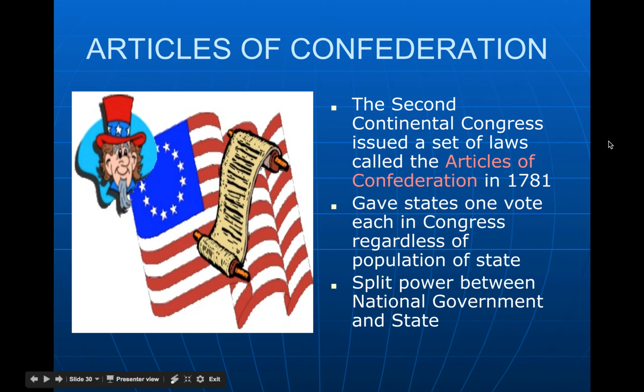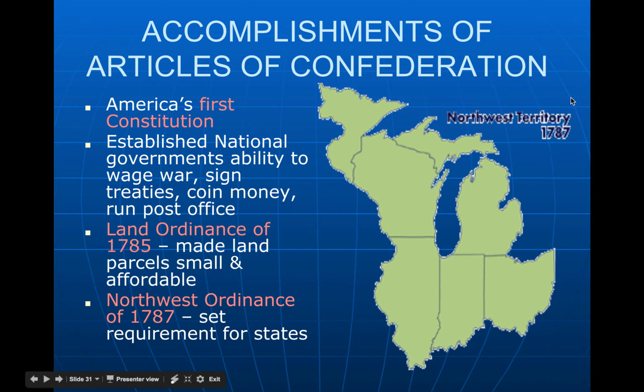The Articles of Confederation was a set of laws that was established in 1781 by the Second Continental Congress. It gave each state one vote in Congress regardless of the state's population, and it split the power between the national government and the state governments. Basically, it was a loose agreement between the states.